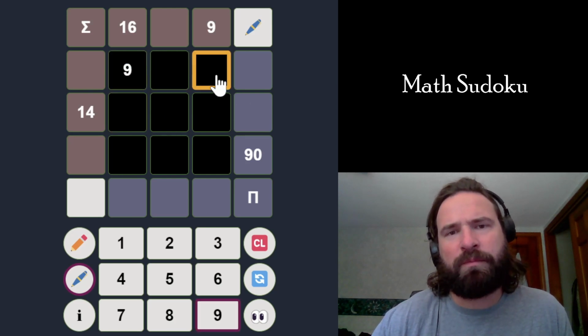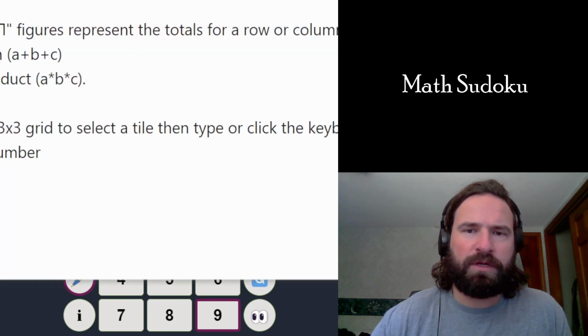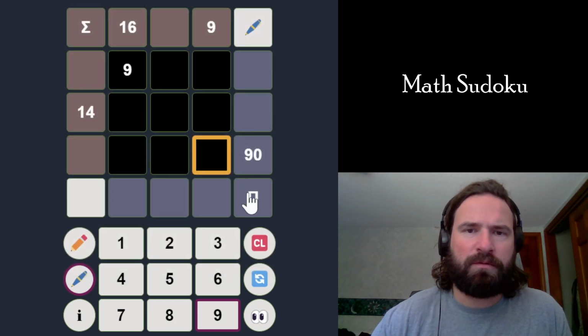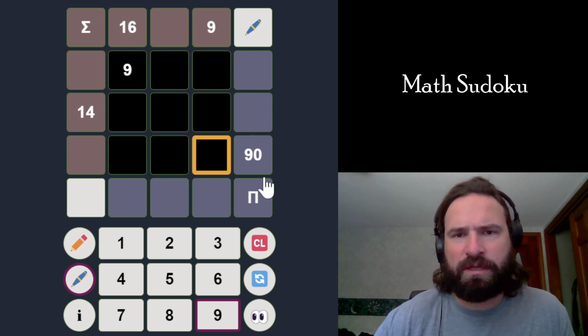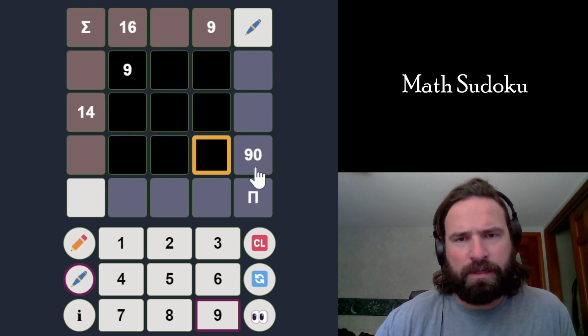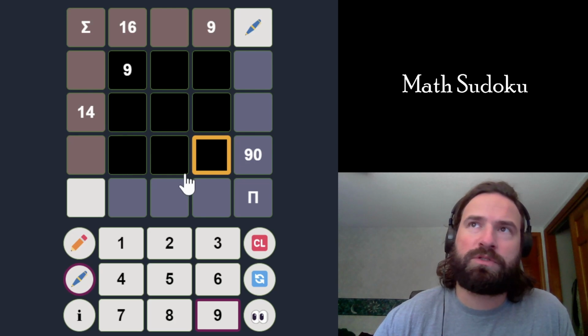So we've got to put the numbers 1 through 9 in these 9 black boxes. These numbers over here, the purple, the numbers in this row multiply to 90, and they add to anything in brown. So in this row they add to 14, in this column they add to 16. So we only have one multiplication, one product here. So 90 is 9 times 10, so the prime factorization of that is 2, 3 squared, 5, which gives us a lot of options for these.